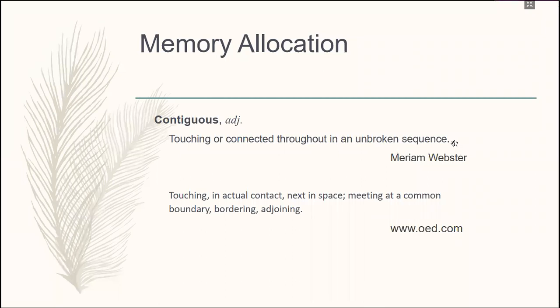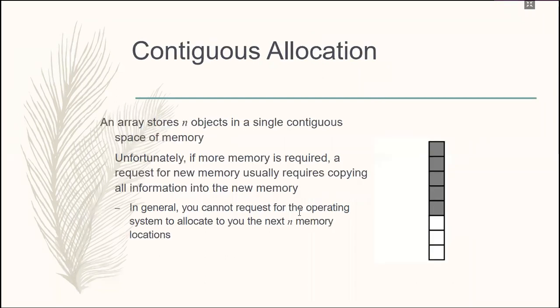That means if you allocate memory using contiguous allocation, just like an array, all the memory will be touching each other or be connected with each other throughout an unbroken sequence. In terms of computer science, it means next in space or meeting at a common boundary. So within a common boundary, they will be next to each other. So here is an example of contiguous allocation. Let's assume you have an array storing n objects in a single contiguous space of memory.